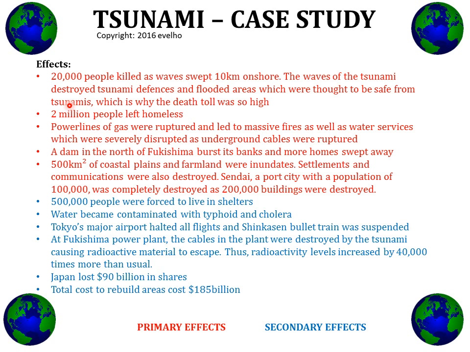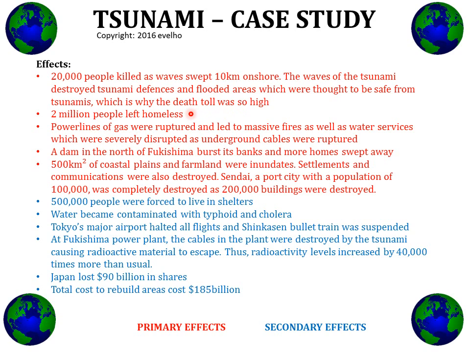And some effects of it. You don't need to know all of these, this is just so that you know a lot of them, so you pick out whatever you think is most important to you. So, primary effects: 20,000 people were killed as waves swept 10 kilometers onshore. The waves of the tsunami destroyed tsunami defenses and flooded areas which were thought to be safe from tsunamis, which is why the death toll was so high.